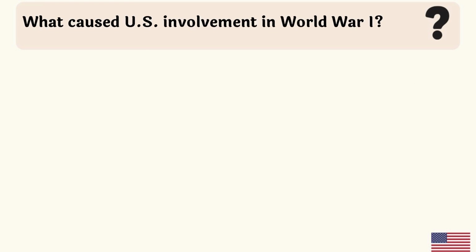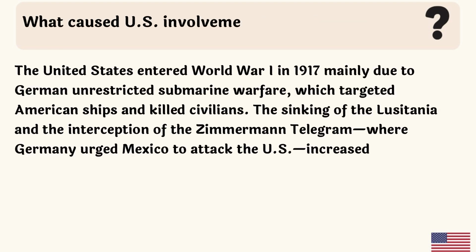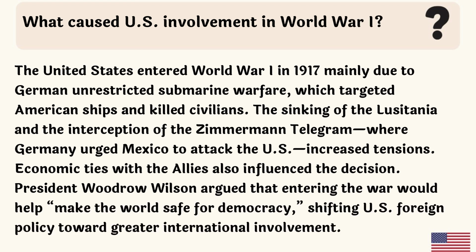What caused U.S. involvement in World War I? The United States entered World War I in 1917, mainly due to German unrestricted submarine warfare, which targeted American ships and killed civilians. The sinking of the Lusitania and the interception of the Zimmermann telegram, where Germany urged Mexico to attack the US, increased tensions.